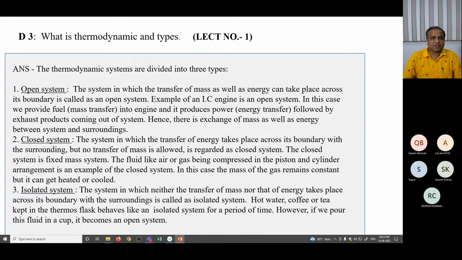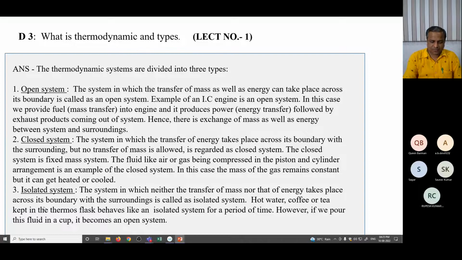And the third question, I think, is some typo. What is "thermodynamic types"? There is no such thing as thermodynamic types. Rather, thermodynamic systems may be divided into three types, which I understood. If the learner wants to know the types of thermodynamic systems, we have open systems, closed systems, and isolated systems.